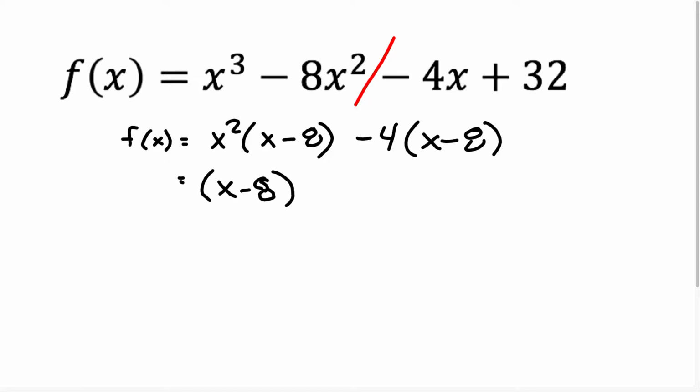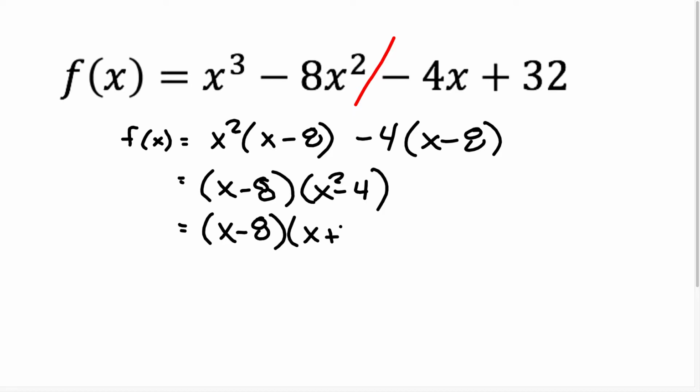But remember, you're undistributing the x minus 8, so there's not 2 of them. You only write it one time, x minus 8. And the other factor is x squared minus 4. And then I think we had questions on this one in class because when you look at x squared minus 4, that factors again, right? It's a difference of perfect squares. So we factored again: x minus 8, x plus 2, x minus 2.